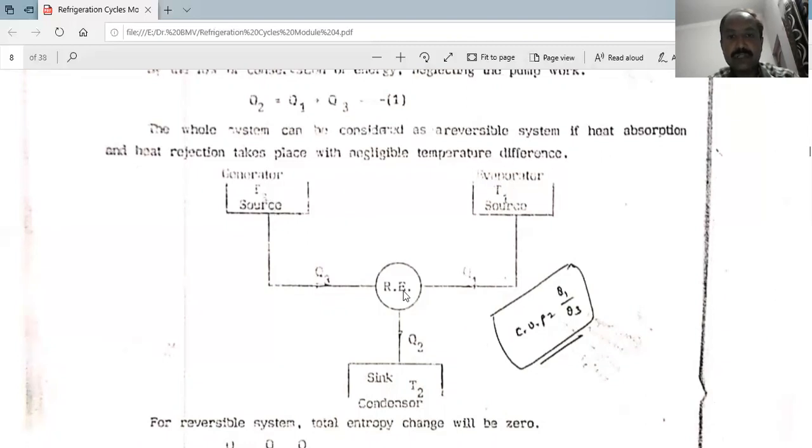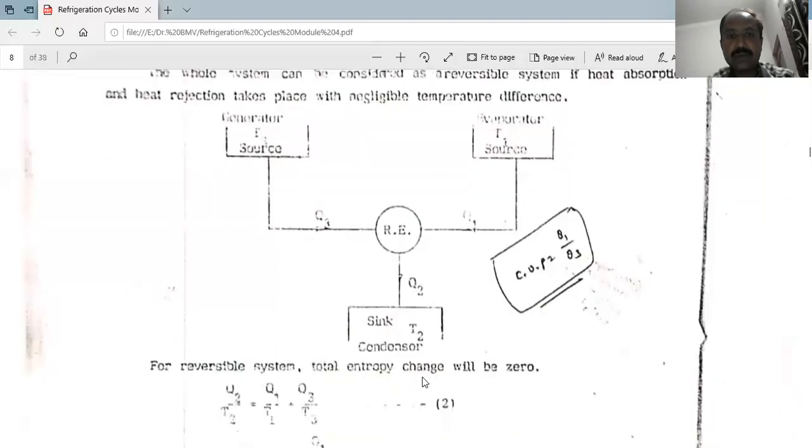Then these two mixing will take place, and heat will be leaving into the sink. Corresponding Q2 amount of heat is leaving into the sink at the temperature T2. Then based on this block diagram, I have to write down the COP of the system, that is Q1 divided by Q3. So how much amount of heat will be absorbed in such a way that the cooling effect will be produced here.